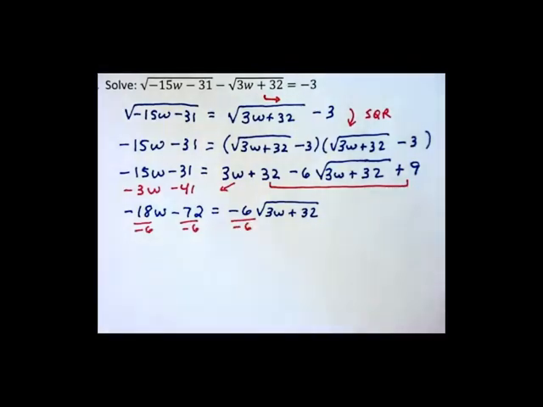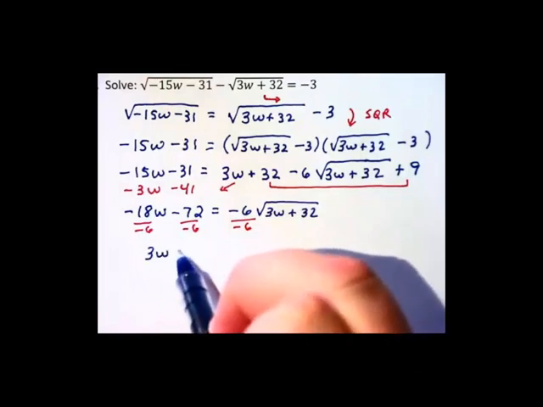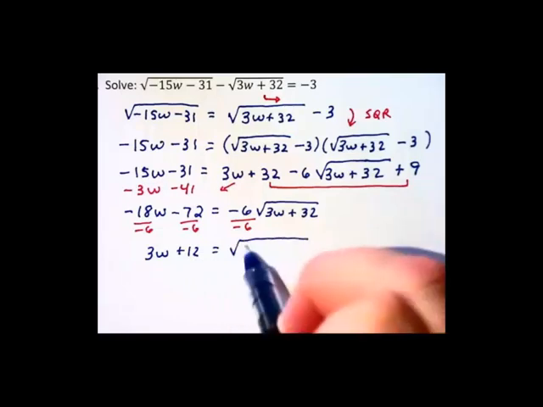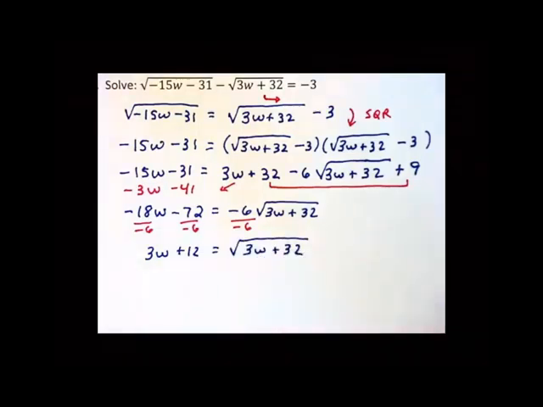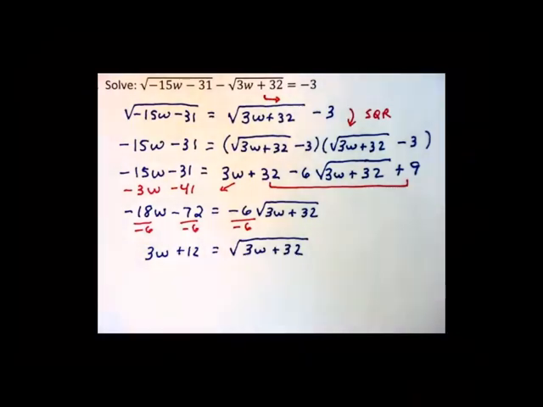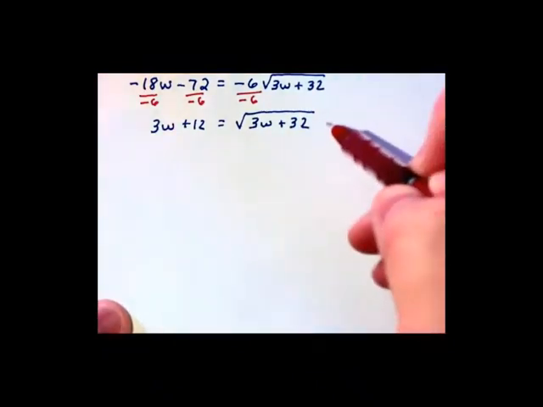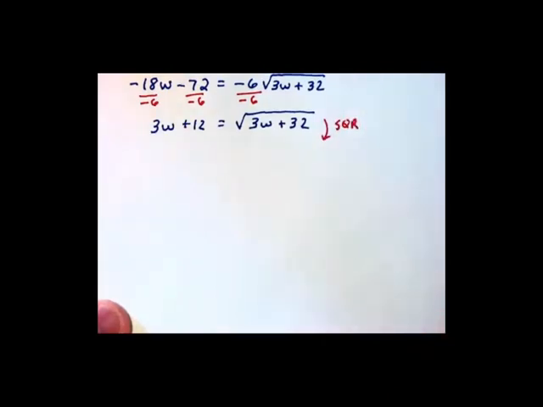So I'm going to be left now with 3w plus 12 equals the square root of 3w plus 32. Now I'm going to slide this up a little bit because I'm going to need some more space on the screen. Okay, now we still have a radical in the equation. It's isolated, and it's time for us to square both sides yet again.